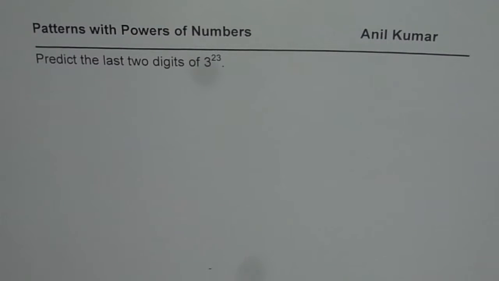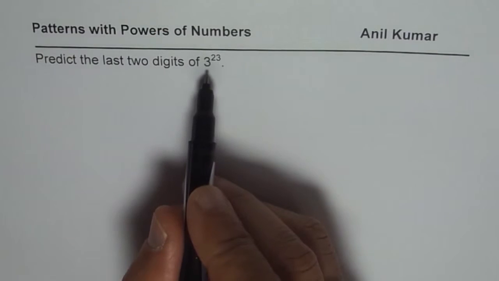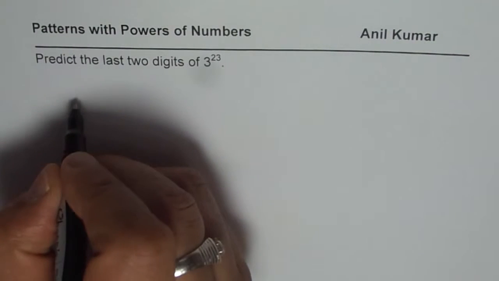I'm Anil Kumar, and here is an excellent question on patterns with powers of numbers. We'll take 3 as the base this time. The question here is: predict the last two digits of 3 to the power of 23. Now that's very difficult as such to find. So to figure out the answer, we'll find a pattern.